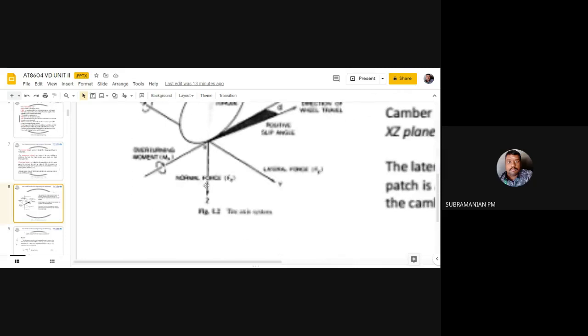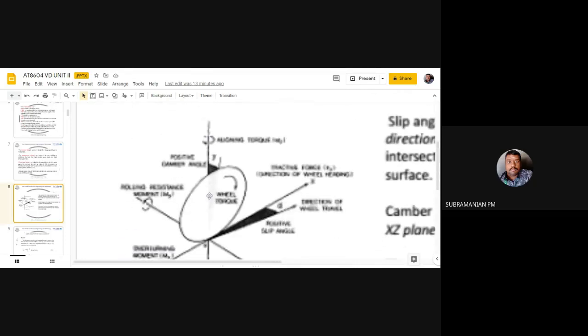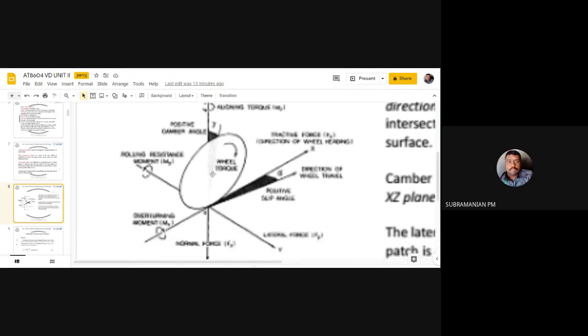So what are we having? Normal force or vertical force, and we are having aligning torque. So you can see the tire is going in this intended direction, but actually it is going like this. So this is the slip angle. When it goes to the right hand side, it will be a positive slip, and when it goes to the left hand side, it will be a negative slip.